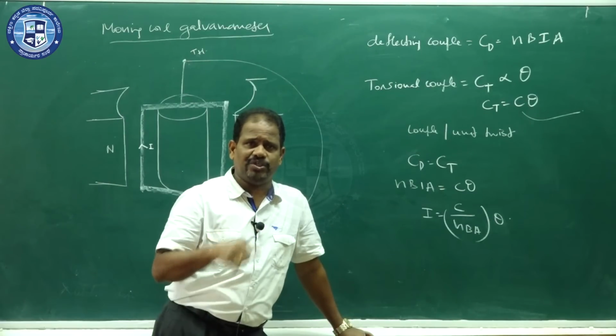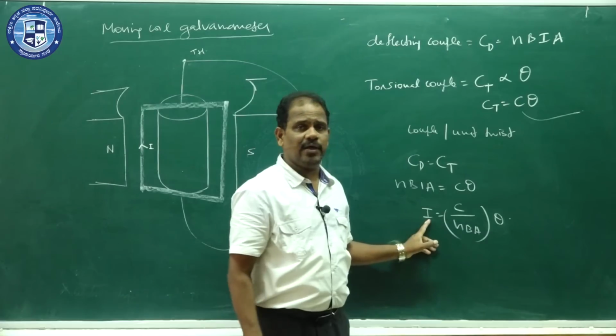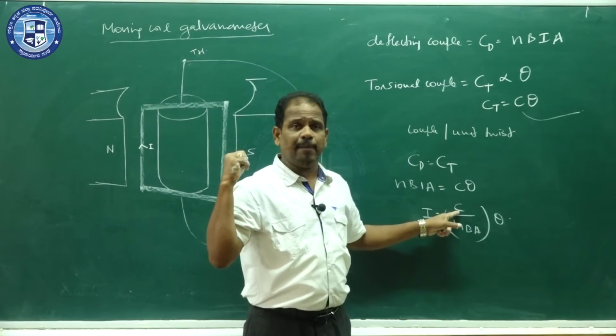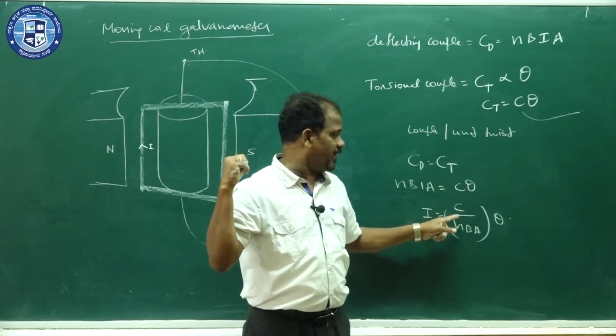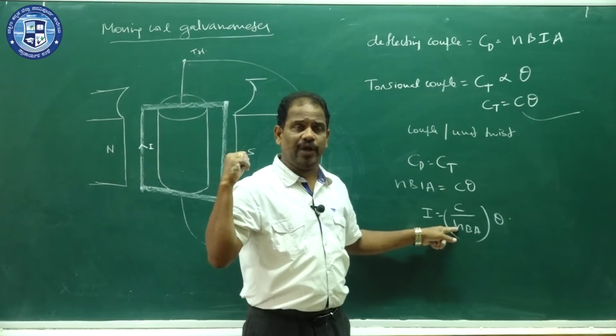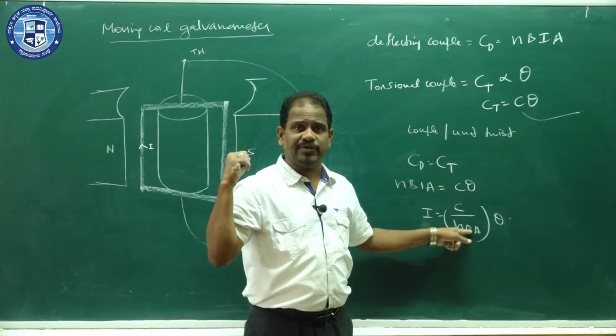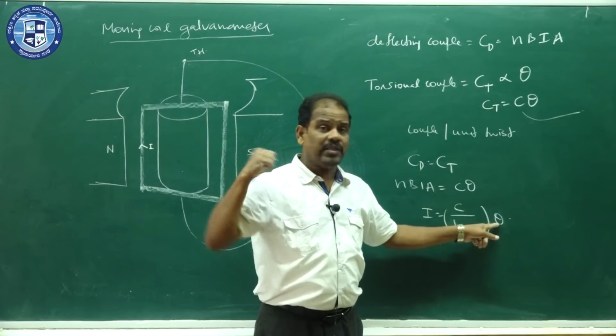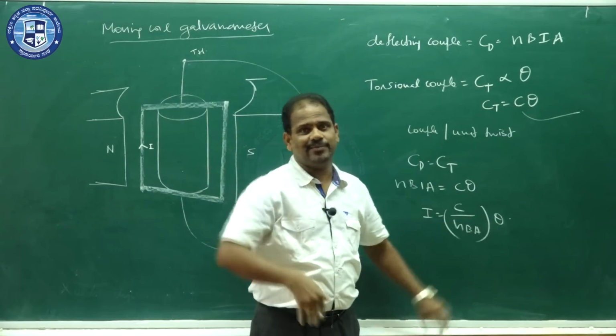Just see the terminology. What is I? The current you pass in a moving coil galvanometer. C, couple per unit twist of the suspension wire. N, number of turns in the coil. B, magnetic field between the two pole pieces. A, area of the coil. Theta, the angle of deflection of the coil.